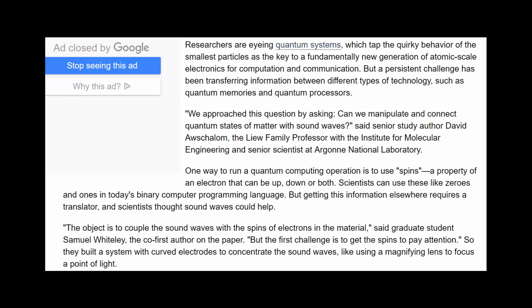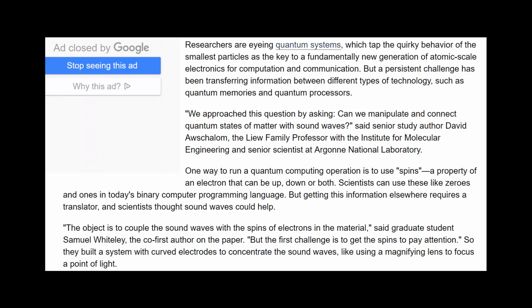Argonne National Laboratory. One way to run a quantum computer operation is to use spins, a property of an electron that can be up or down or both. Scientists can use these like zeros and ones in today's binary computer programming language, but getting this information elsewhere requires a translator, and scientists thought sound waves could help. The object is to couple the sound waves with the spins of the electron in the material, said graduate student Samuel Whiteley, the co-first author on the paper. But the first challenge is to get the spins to pay attention.